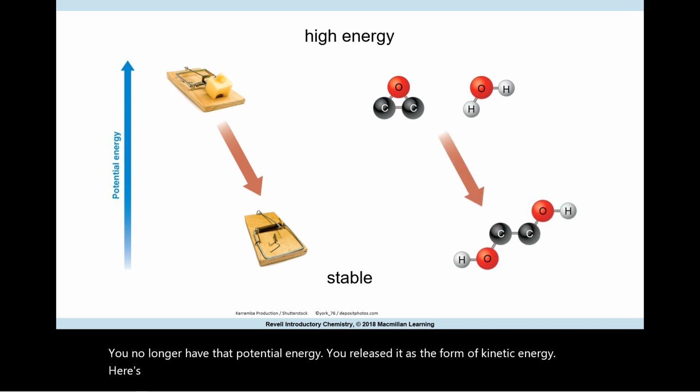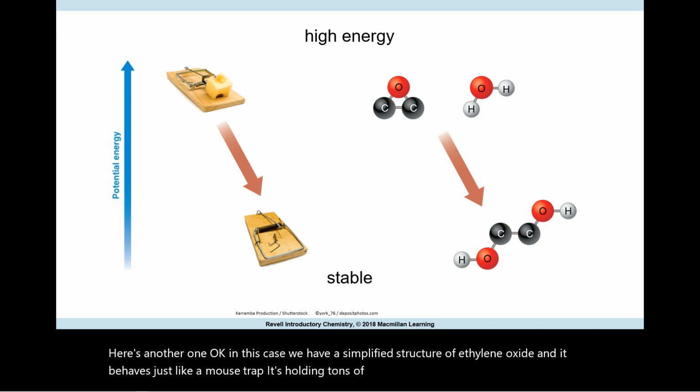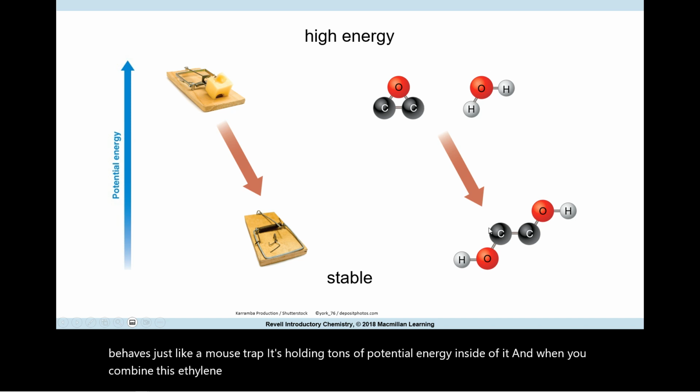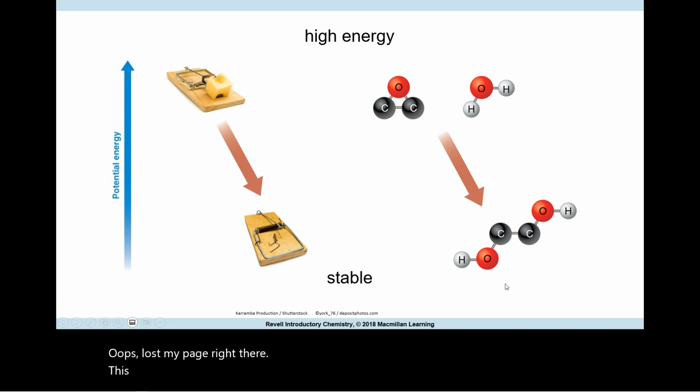Here's another one. In this case, we have a simplified structure of ethylene oxide, and it behaves just like a mousetrap. It's holding tons of potential energy inside of it. And when you combine this ethylene oxide with water, you create a new compound. This new compound is more stable, and it has lost its potential energy.